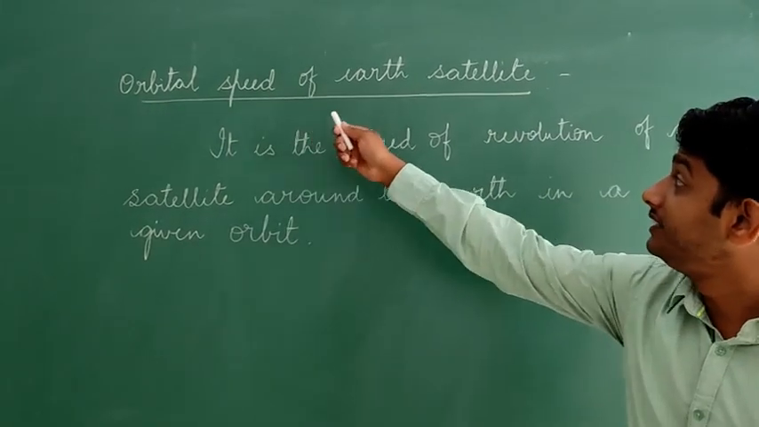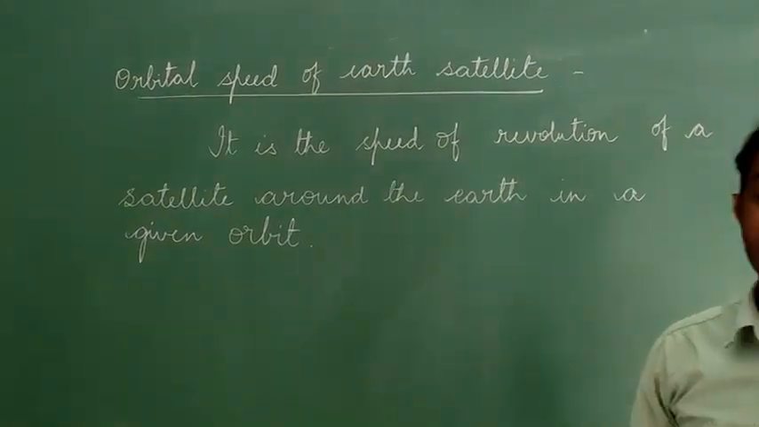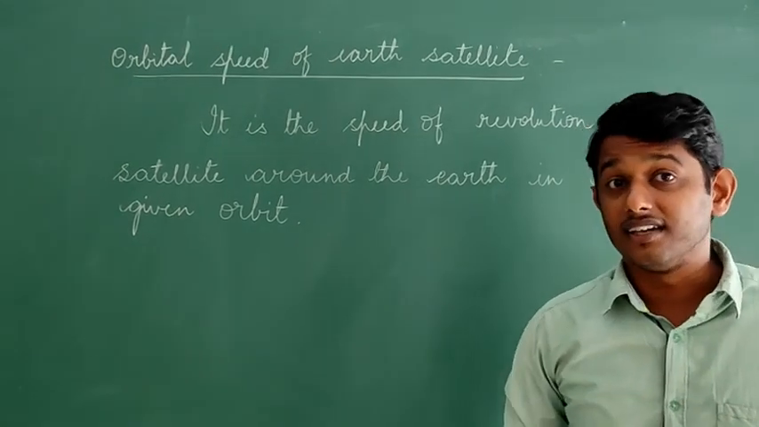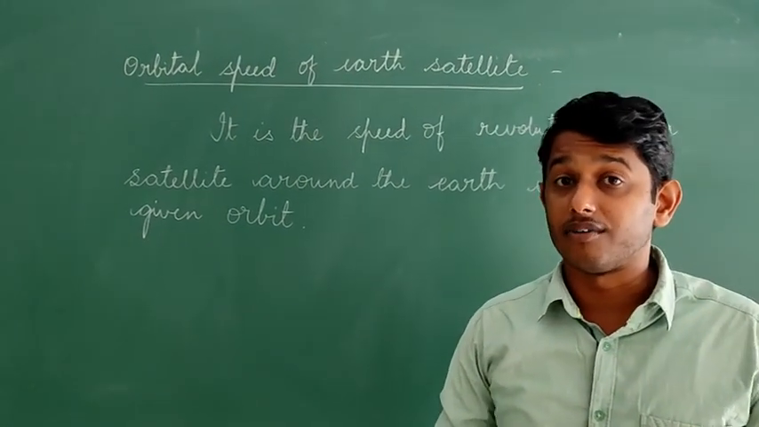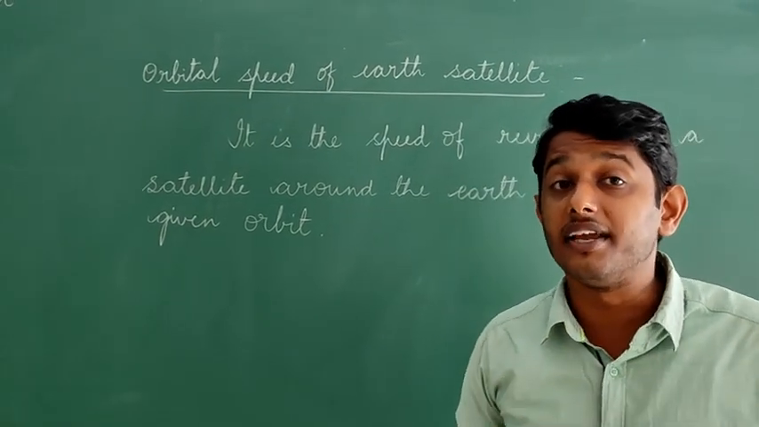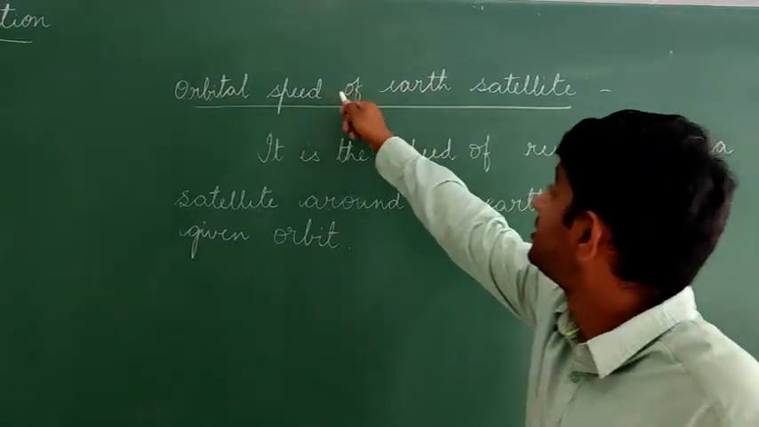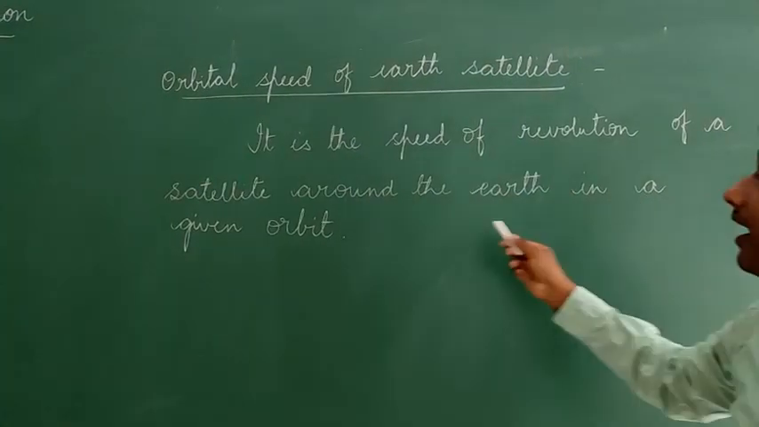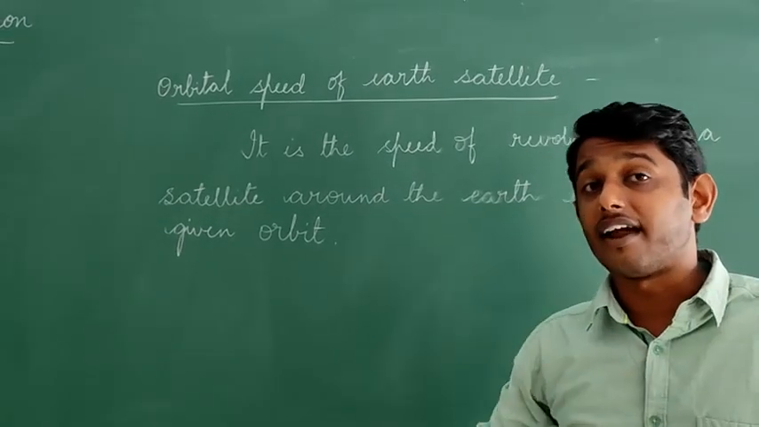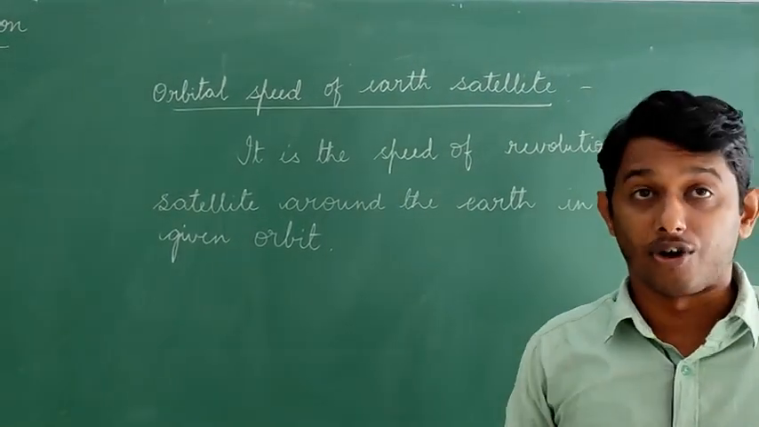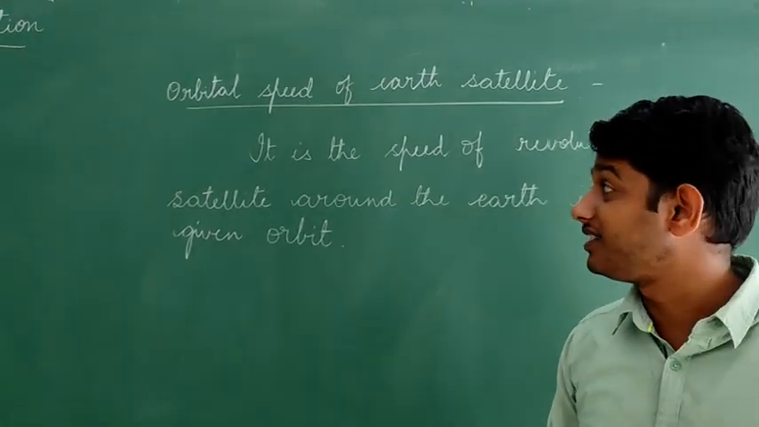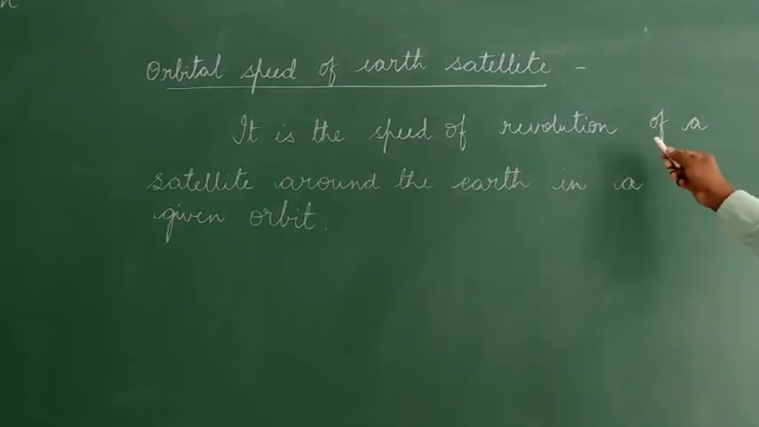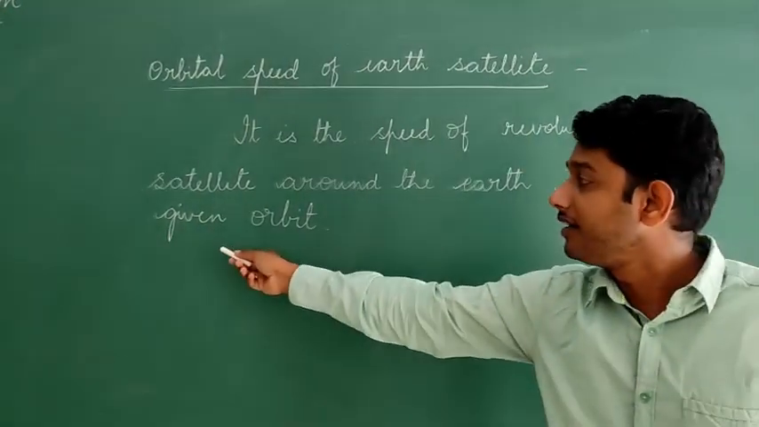The next topic is the orbital speed of an Earth satellite. A satellite will revolve around the Earth in a particular orbit at a particular speed. That particular speed is the orbital speed of a satellite. It is the speed of revolution of a satellite around the Earth in a given orbit. I'll repeat again. It is the speed of revolution of a satellite around the Earth in a given orbit.